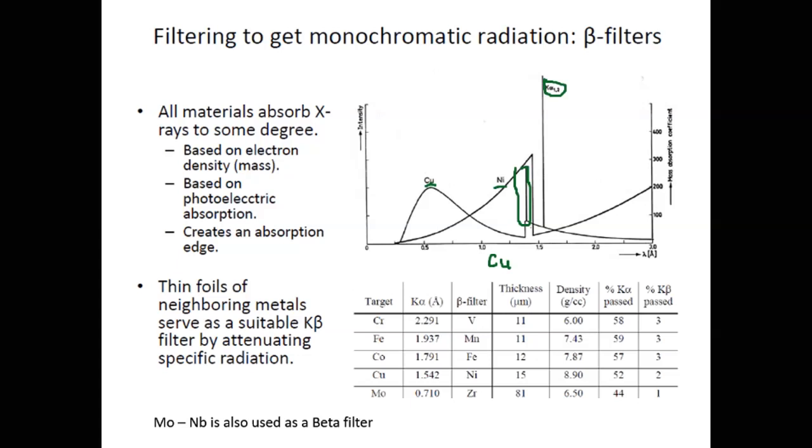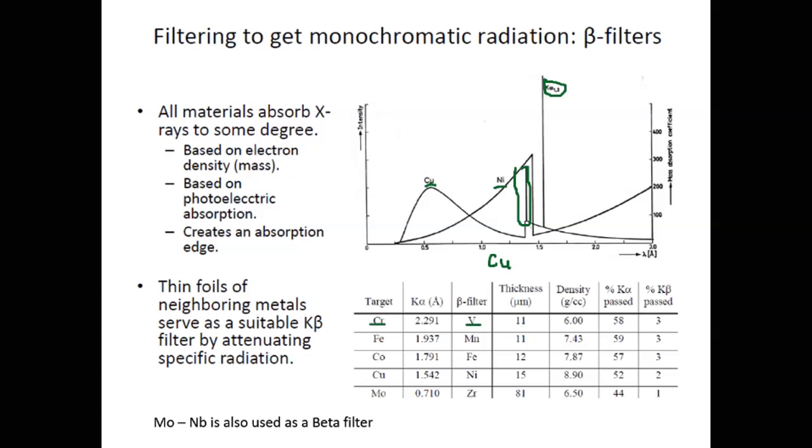And so that's why we use particular metals to filter out the K beta, because we don't want the K beta to show up in our diffraction pattern. Now, if you don't align the filter correctly, you can have the K beta show up. So you have to make sure you adjust the filter so that it covers the K beta wavelength. And so there are a variety of different filters. So if your target anode is chromium, we use a vanadium filter.